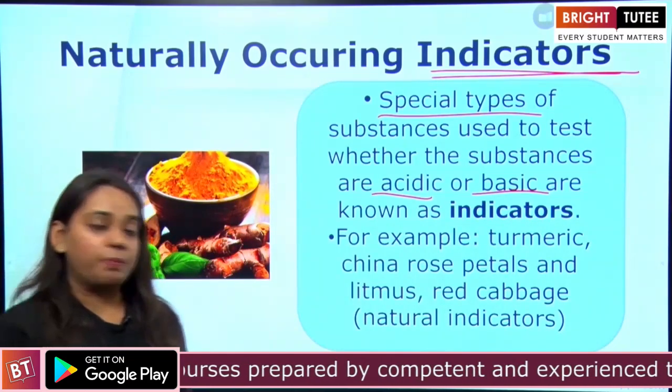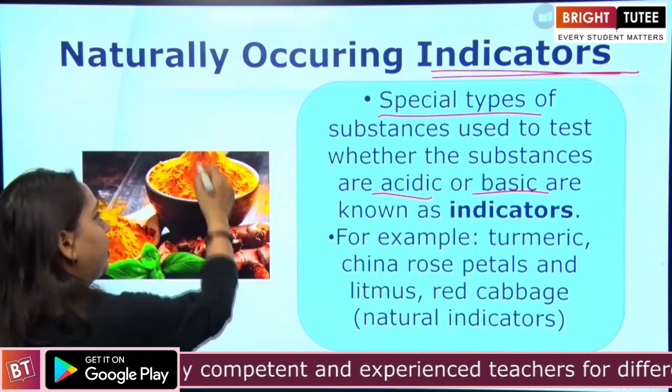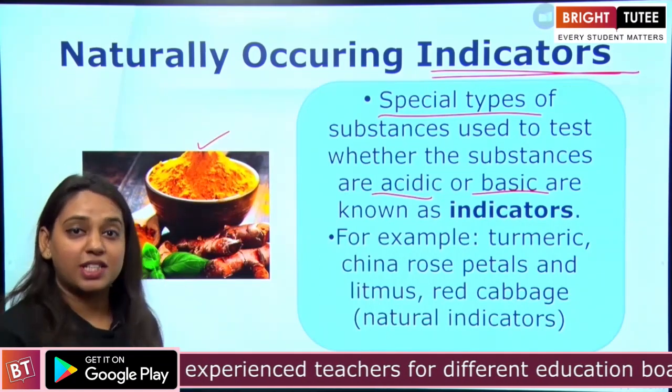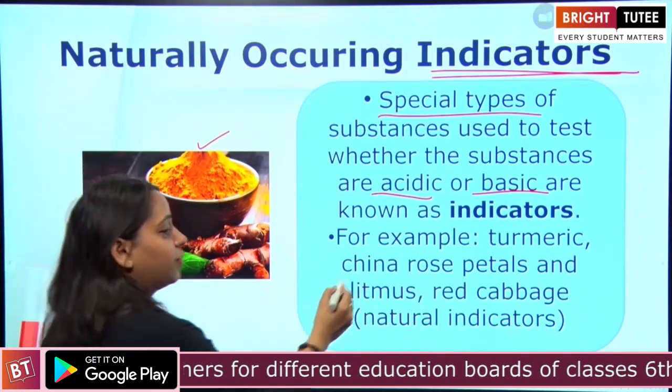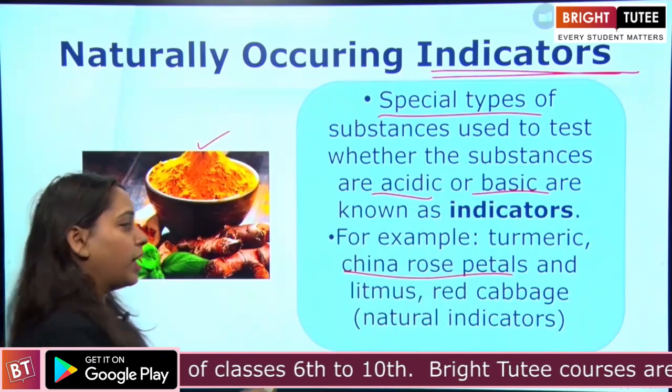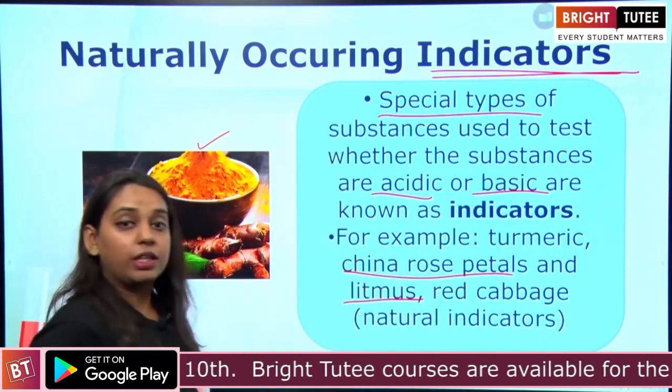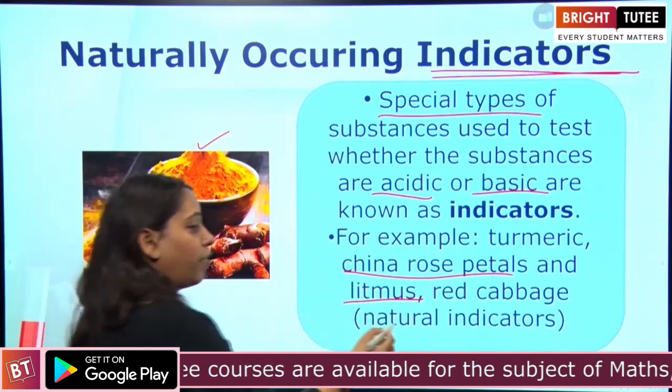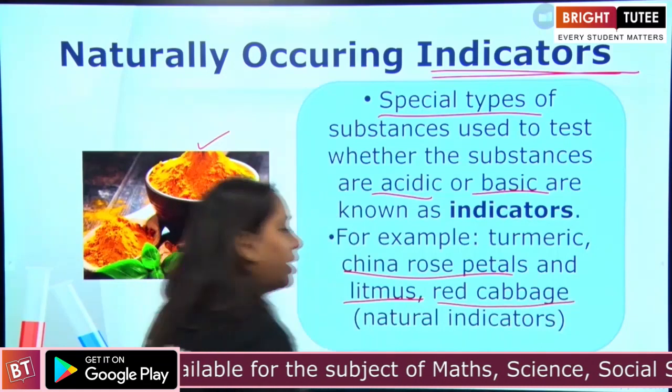And what are the examples of indicators? The examples are turmeric, which you use in your kitchen while cooking. Then we have China rose petals. China rose is also called gudhal. Then we have litmus. It is again a natural indicator. And finally, we have one more natural indicator, which is red cabbage.